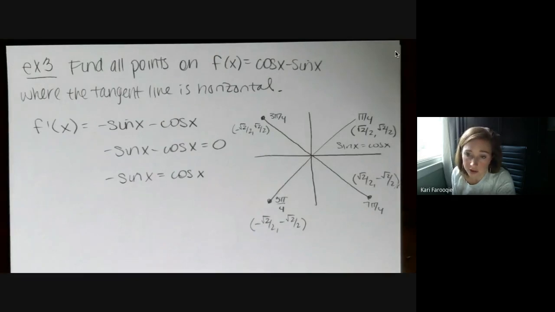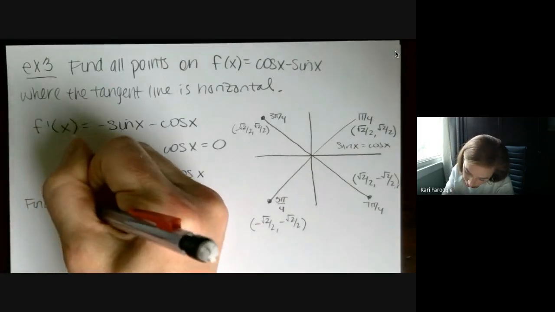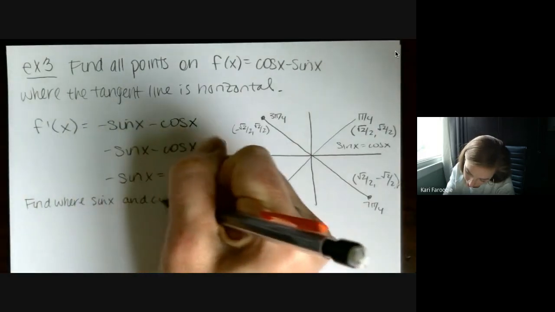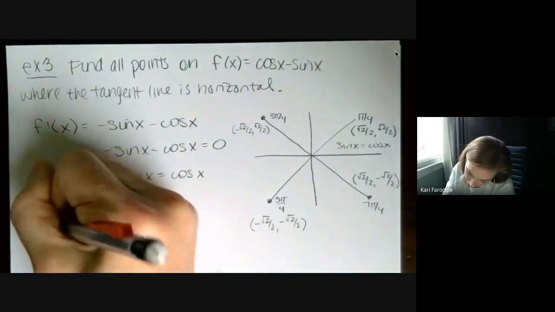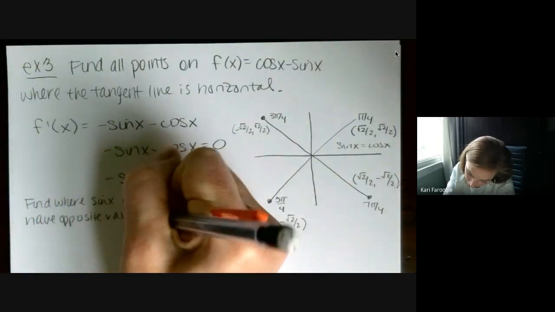So when you're solving the equation sine x equals cosine x, or the negative variation for one of those, so negative sine x equals cos x, or negative cos x equals sine x, you're trying to figure out where their values are the opposite. So find where sine x and cosine x have opposite values.